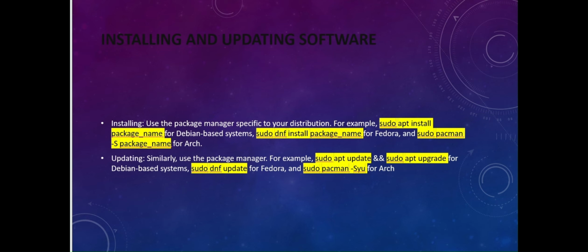Now, for updating stuff, you're going to want to use sudo apt update and sudo apt upgrade for Debian-based systems. See? It's very similar to the install command, except you replace install with update or upgrade. Sudo dnf update is for Fedora, and sudo pacman -Syu for Arch.